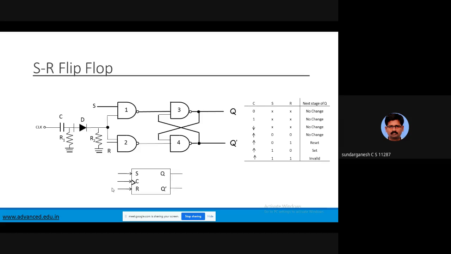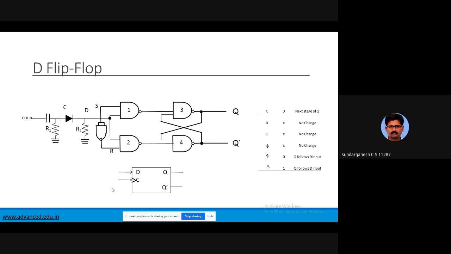When you are not giving a clock, the output remains the same, there is no change. In the edge triggered flip-flop, at level 1 there is no change in the output. This is a positive edge flip-flop. During the negative edge, there is no change. During the positive edge only you have changes. During the positive edge, when you give input 0 and 0, there is no change. 0 and 1 means reset, 1 and 0 means set, and if it is 1 and 1, it is an invalid state.